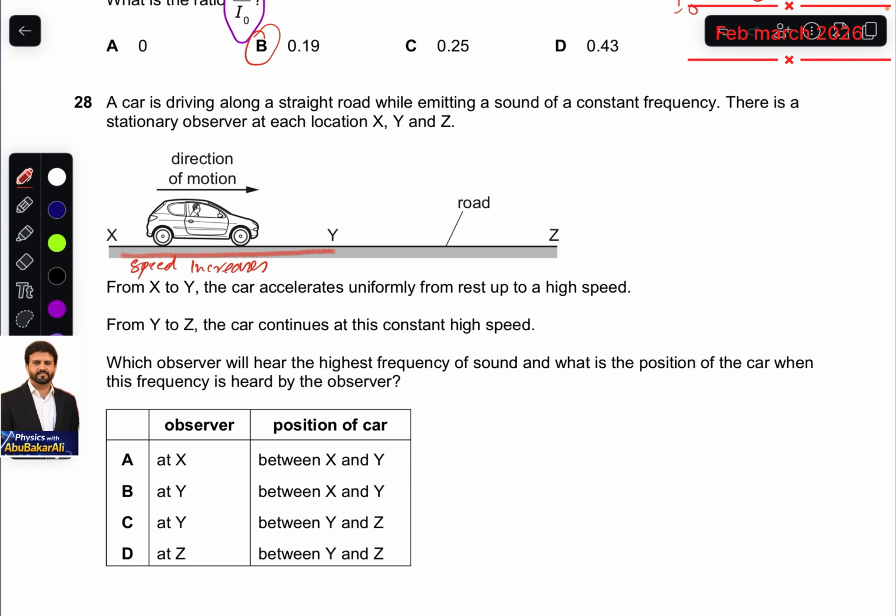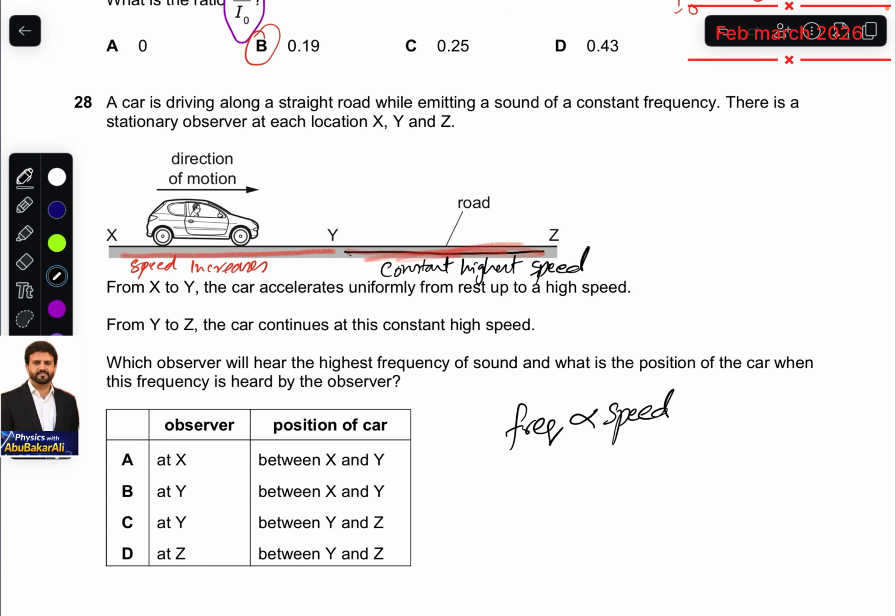Then which observer hears the highest sound? From y to z it is moving with, let me highlight this, a constant highest speed. Which observer will hear the highest frequency sound? There are two factors for the highest frequency sound. Frequency depends on the speed.